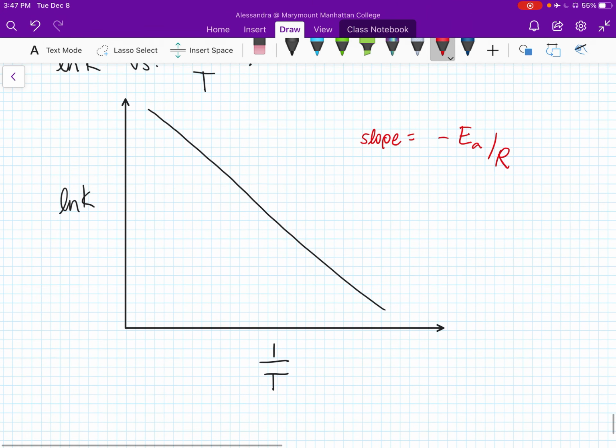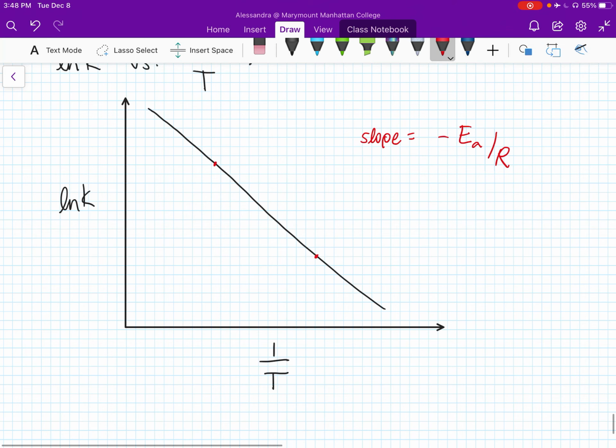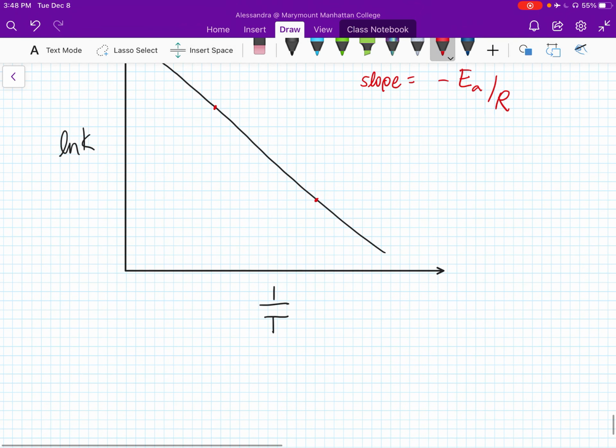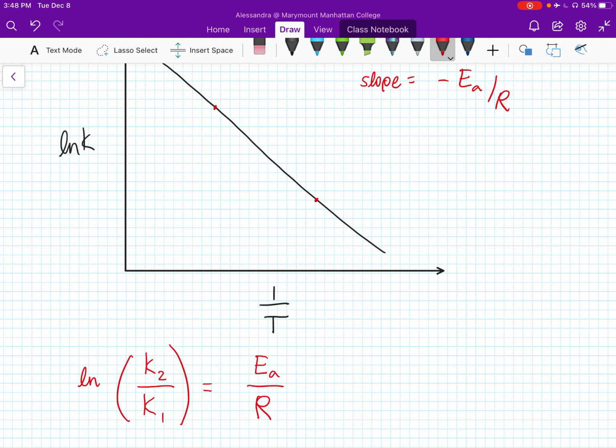Now what you can do is look at two points on the line and use their difference to calculate what the slope is. So it would be y2 minus y1. And the useful form of the equation, using the law of logs here, is that the natural log of K2 over K1, where those are the rate constants at two different temperatures, is equal to the activation energy over R. I got rid of the negative sign here by switching around the 1 over T's.